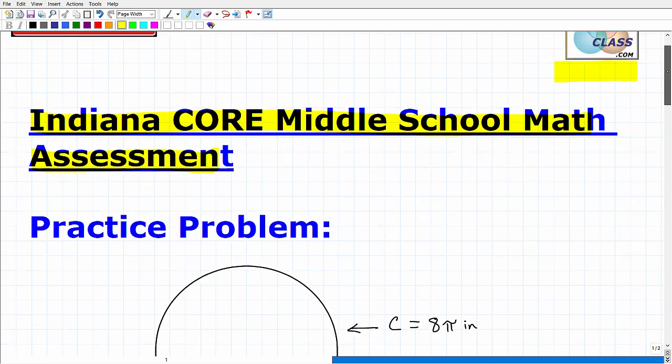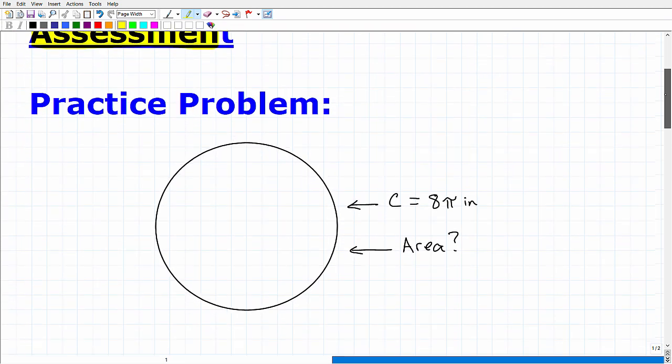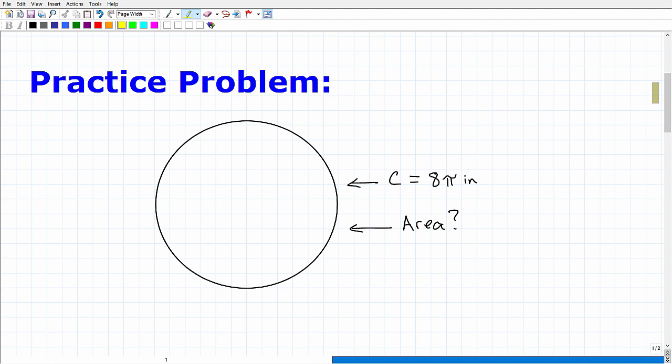But with that being said, let's get into this practice problem. And here it is. So here's what I want to do. Of course, I'm going to solve this problem. So that's not going to be a problem in terms of, hey, I'm not going to just give you the problem and not do anything with it. But I want you to do something with it. So here's the situation. Here we have a circle, and I'm giving you some information. And I want to know the area of this circle based upon this information.